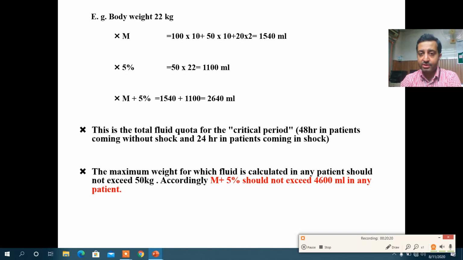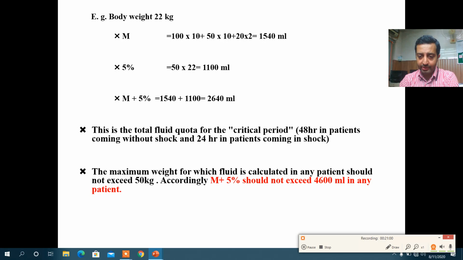So this fluid has to be given during the whole critical phase, whether that remains for 24 hours, 36 hours, or maybe 48 hours or more than that. So we will not be exceeding this fluid limit. We will not be giving any extra fluid than this. We have to remain within this limit. We can give a lesser amount of fluid out of this 2640, but will not exceed this limit in any case, because if we exceed this limit, there can be fluid overload in later stages, and there can be severe consequences of fluid overload.